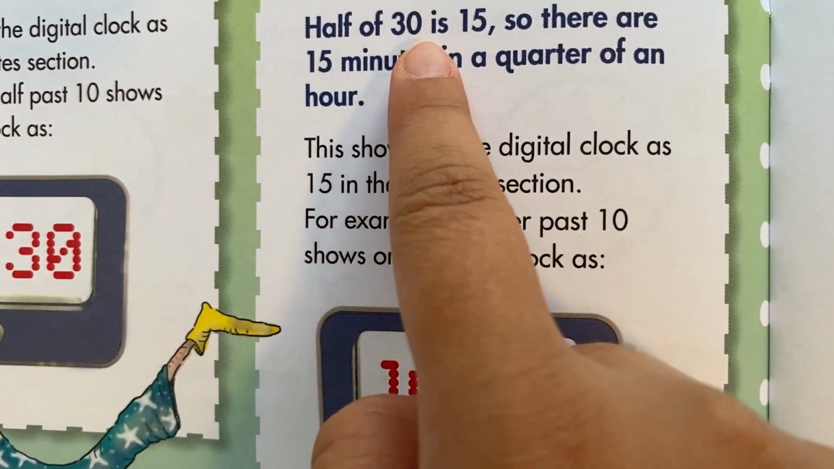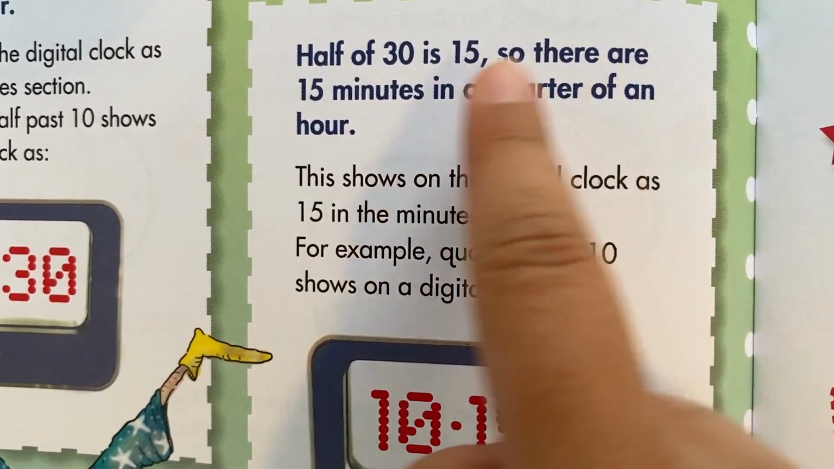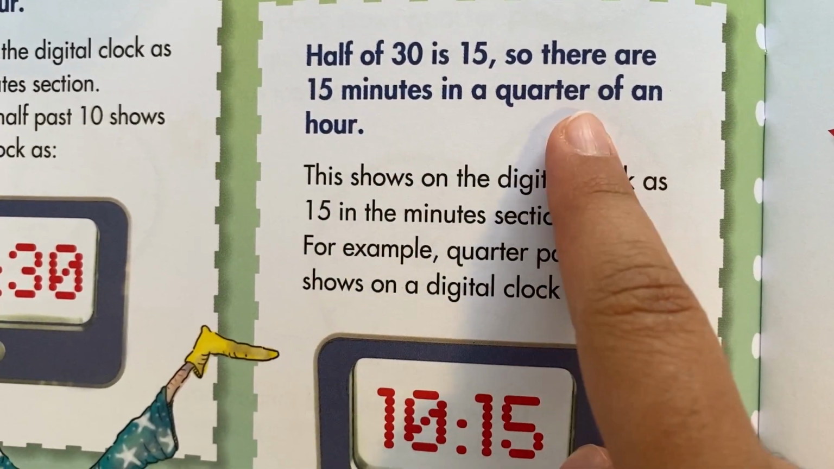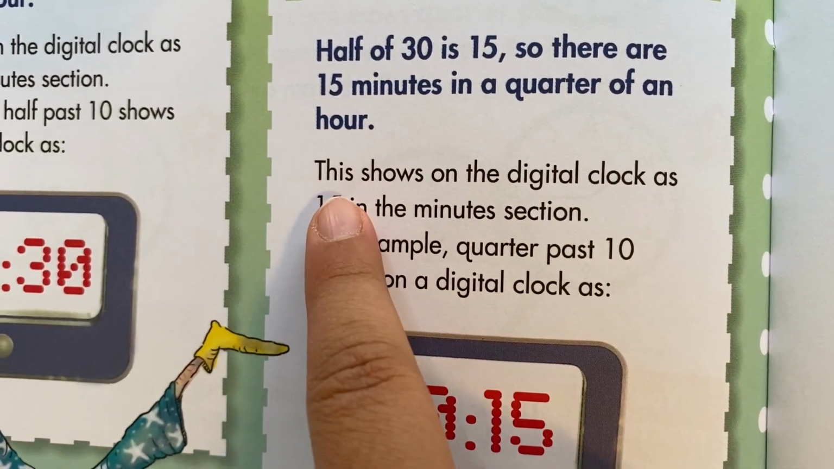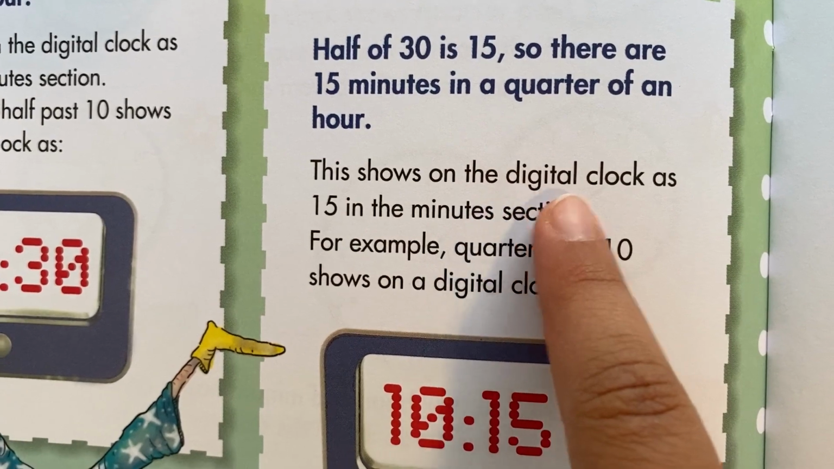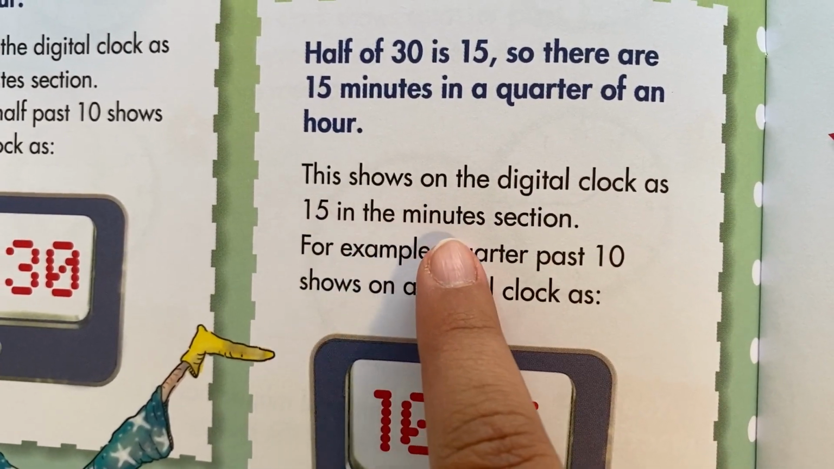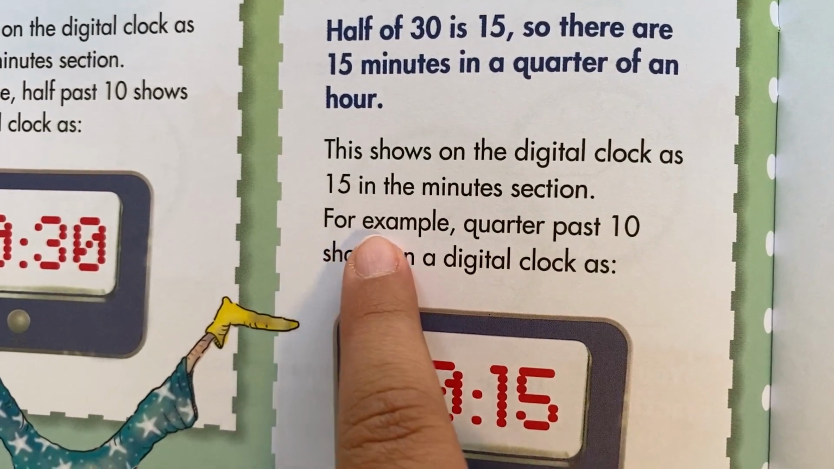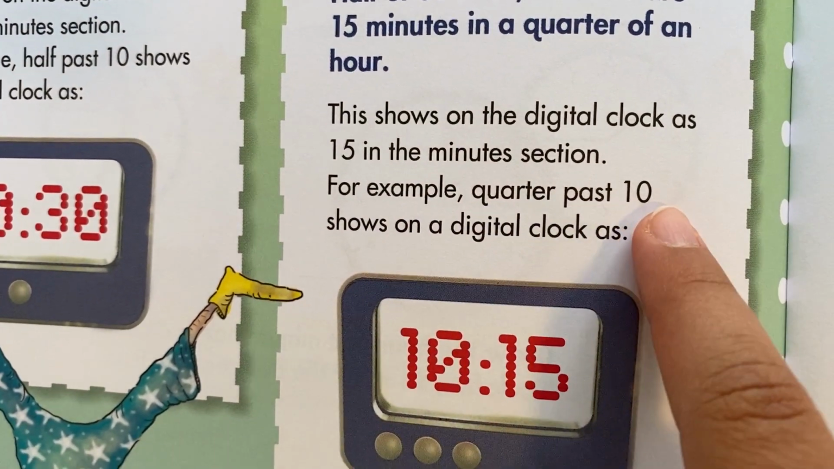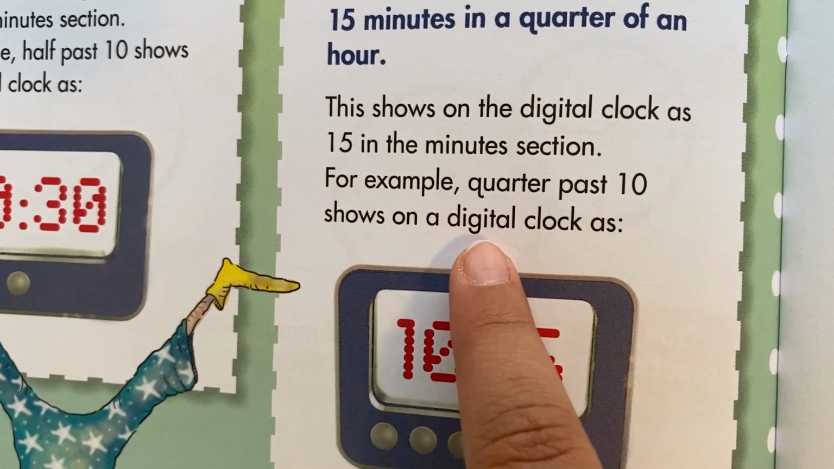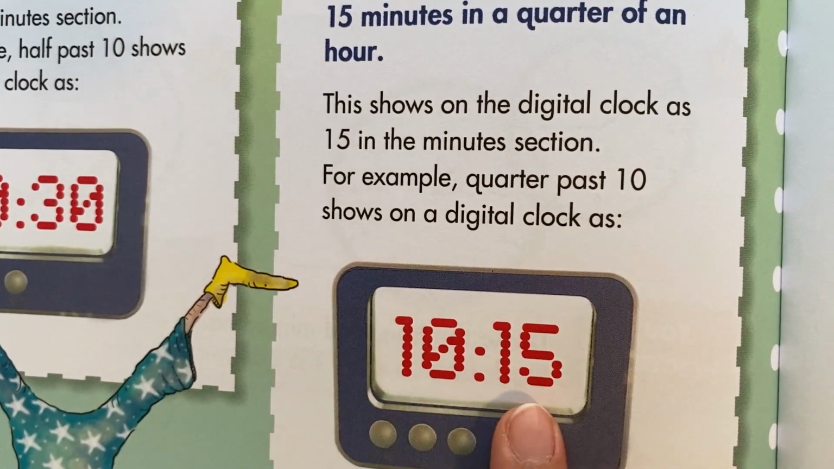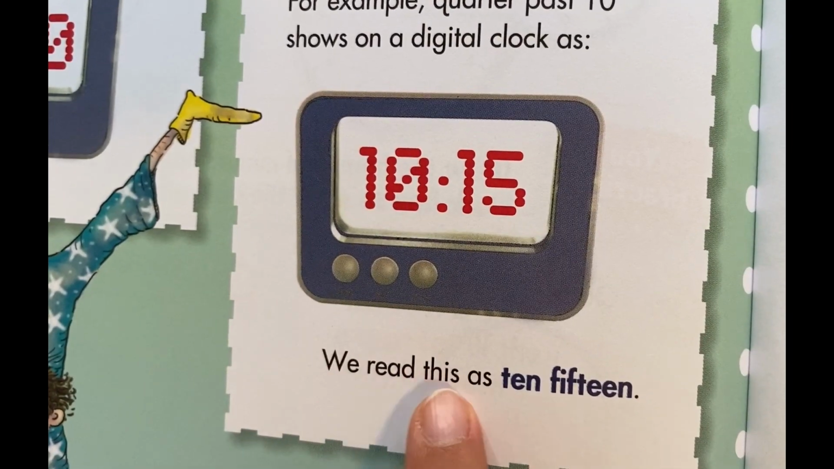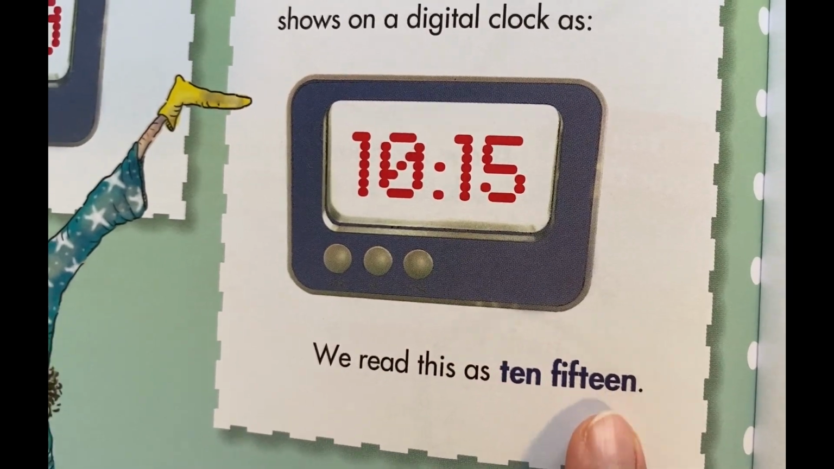Half of 30 is 15, so there are 15 minutes in a quarter of an hour. This shows on the digital clock as 15 in the minute section. For example, 10:15 shows on a digital clock as 10:15. We read this as 10:15.